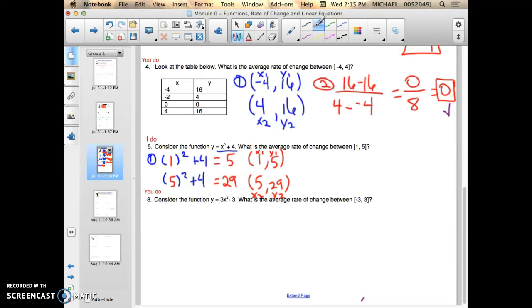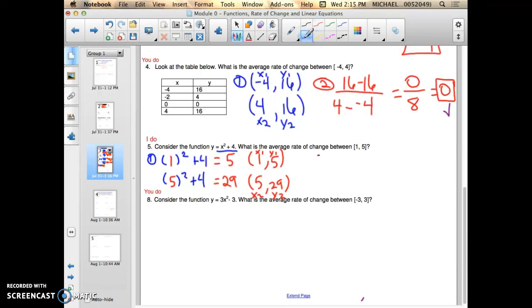So if I were to get given or graph this function, x squared plus 4, and you went over to the x value of 1, the corresponding y value at that x value would be 5, and the same thing for at the x value of 5, the corresponding y value of that graph would be 29. Similar process, just a different way to find the x and y values. So that's my first step.